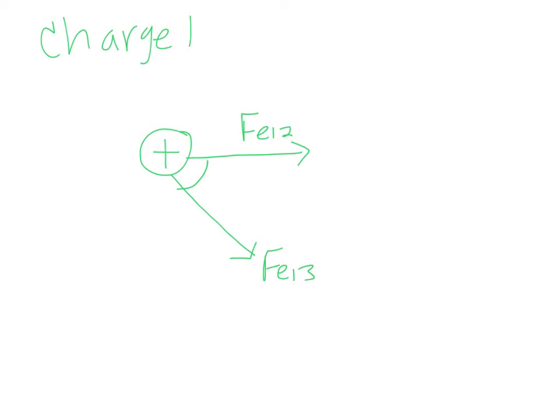This is a 45-degree angle. And we know that because, again, it's an isosceles triangle, so 2 equal sides means 2 equal angles. So it's a 45-degree angle that Fe between 1 and 3 is directed. So let's solve for each of these forces.